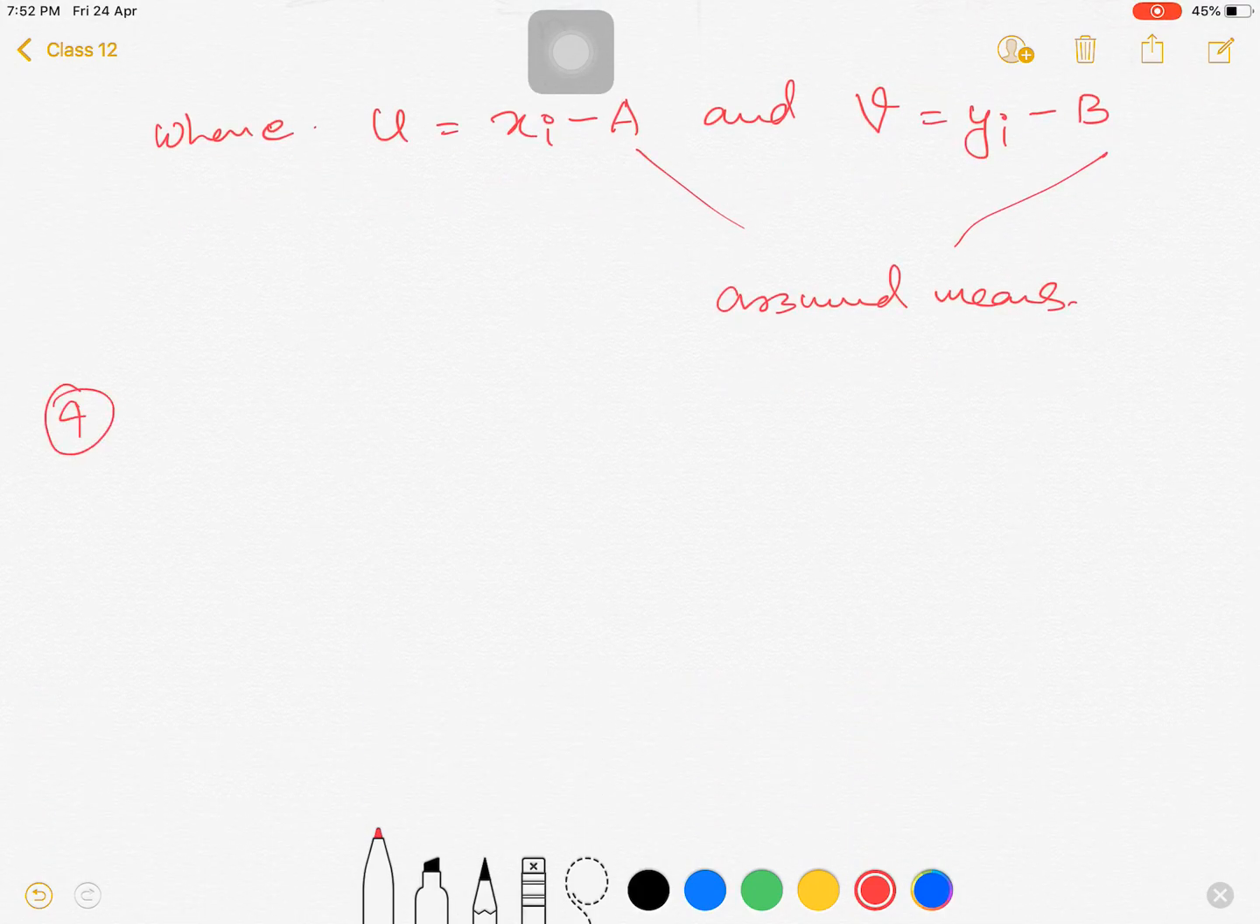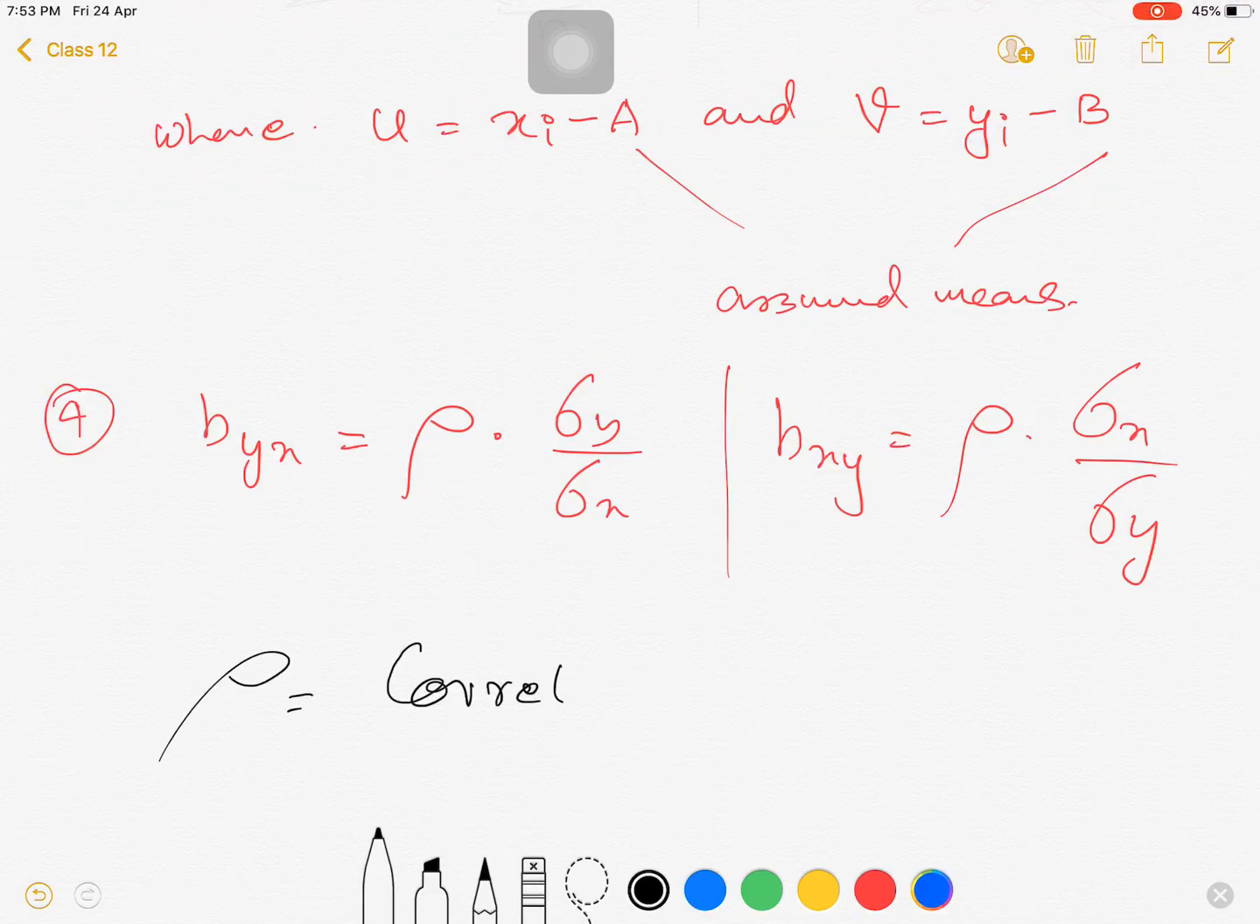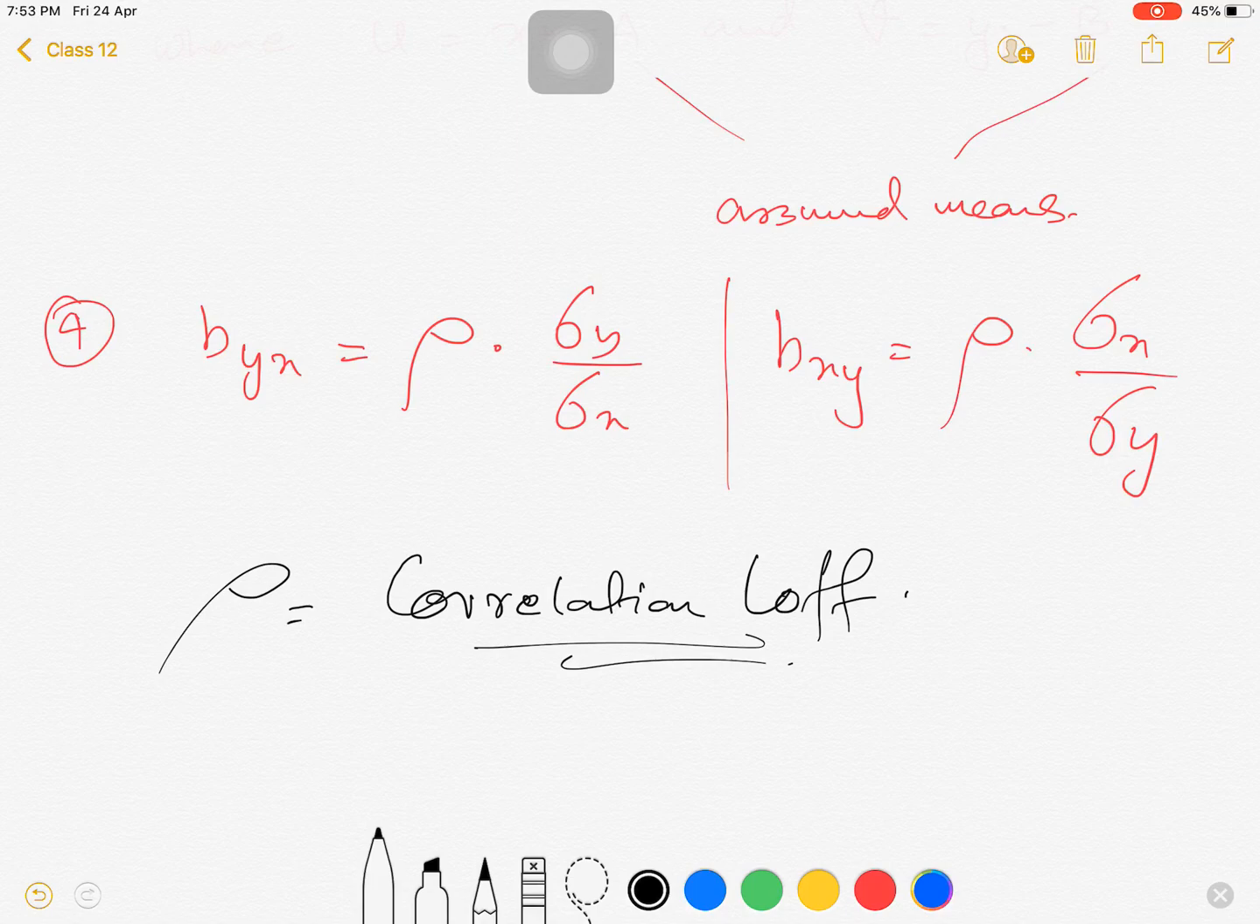The fourth and final formula is byx equals rho sigma y by sigma x. This is the most simple formula actually. And bxy equals rho sigma x by sigma y. Look at this formula. Okay, what is rho now? Rho is correlation coefficient, you have already done this. Correlation coefficient is usually given, we don't have to find it. In class 11 we have already learned how to find correlation coefficient. This rho is correlation coefficient.